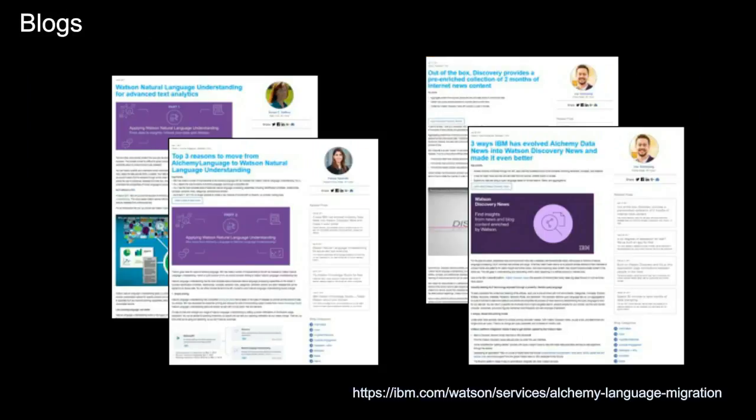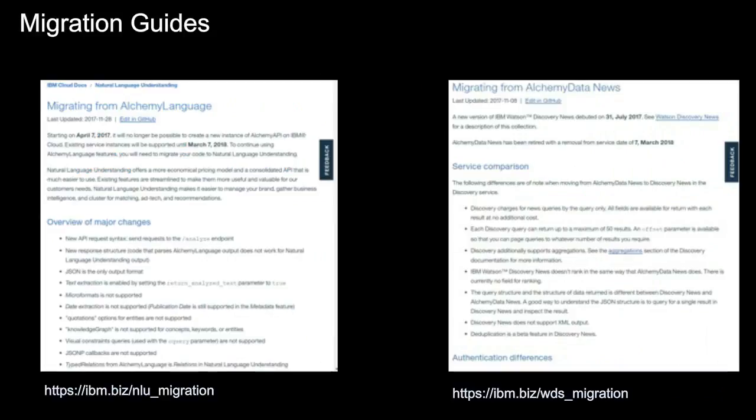We also have multiple posts that talk through examples of migration, why you should change, doing some pricing comparisons and so on, and also example queries using Discovery News. You'll find those resources also linked to the same migration page I mentioned. And then getting into more of the technical details, we have detailed migration guides for moving from Alchemy Language to NLU, as well as from Alchemy Data News to Watson Discovery. And you'll find the guides at the short links that I mentioned at the bottom of the slide.